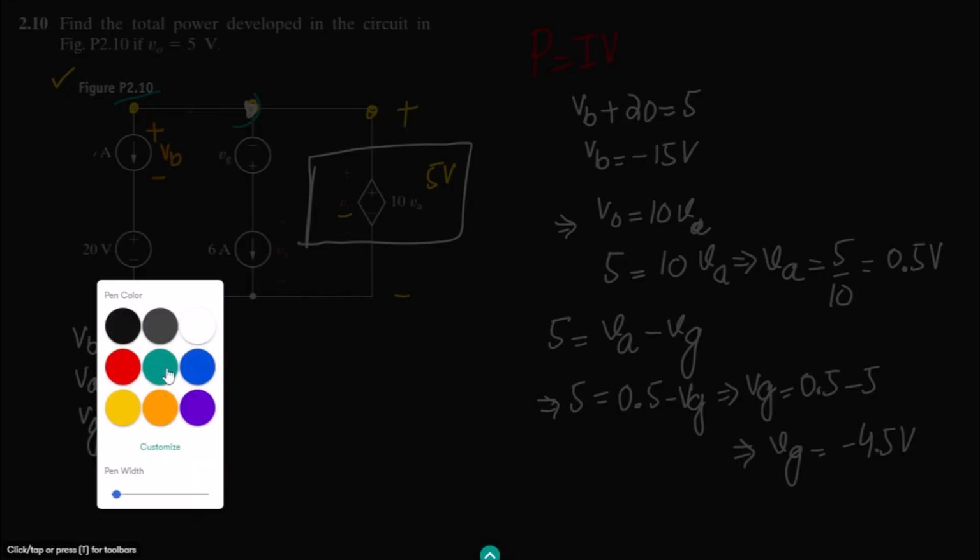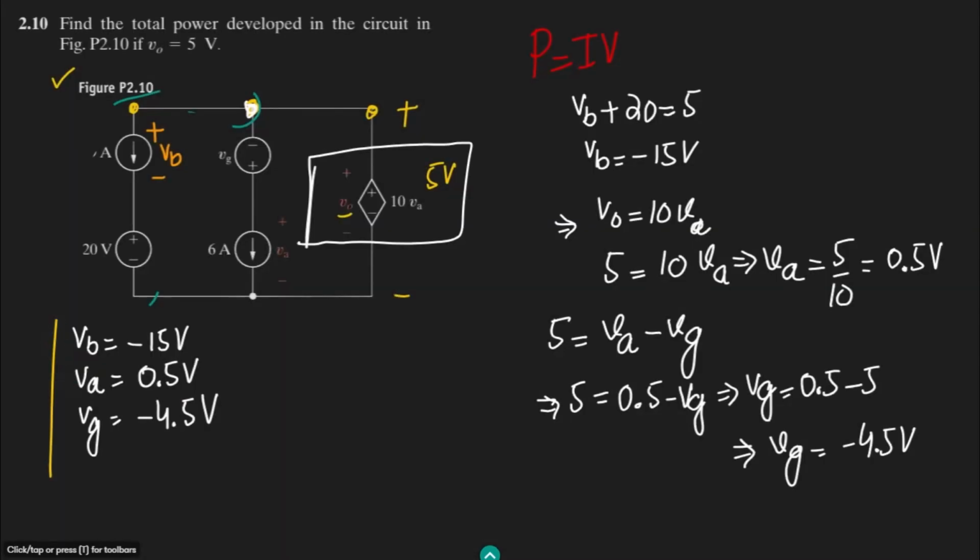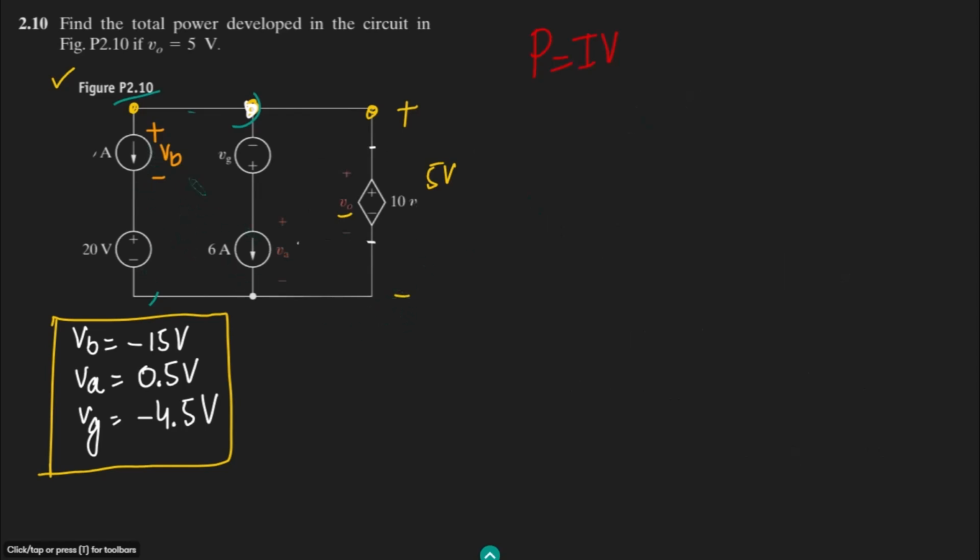So these quantities are now known, we have found them out, and now we can very easily find all the powers across them as well. Let me now clean it. So now let us start from this source, which is here 9 amperes. So let us start from this one.